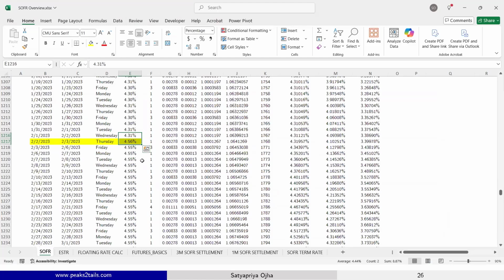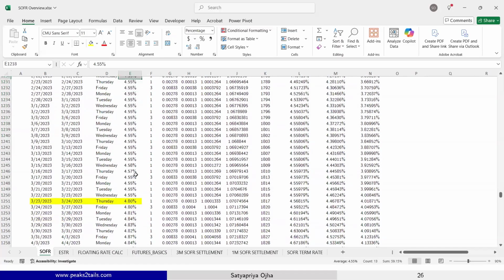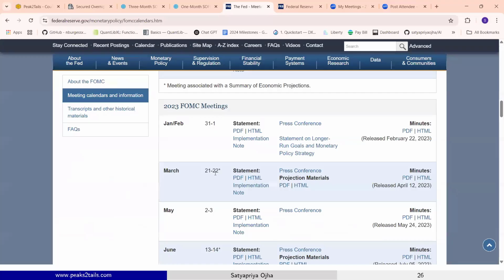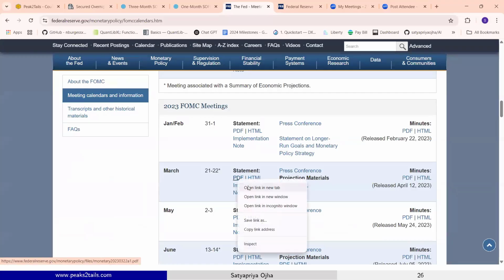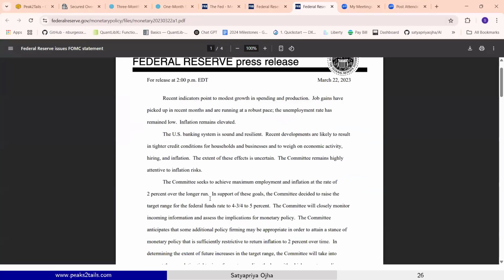So the biggest driver for SOFR evolution is those FOMC dates. There are 25 basis point jumps, and then it continues pretty much constant until another date, 22nd March. The meeting happened on 22nd March. What was the outcome? To support these goals, the committee decided to again raise the target range from 4.75% to 5%, again a 25 basis point increase. Immediately that will reflect in the repo market.